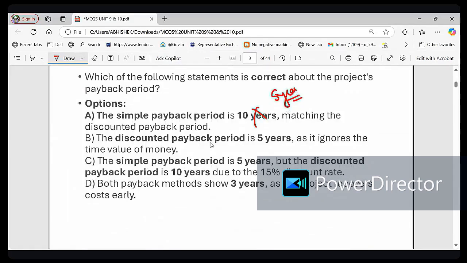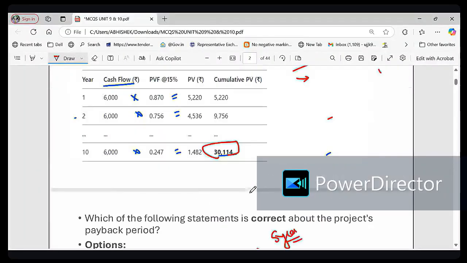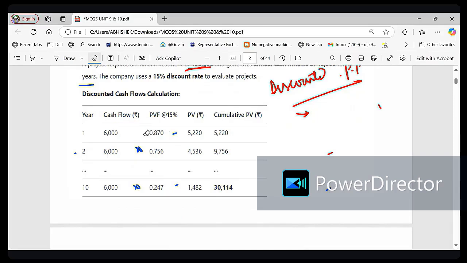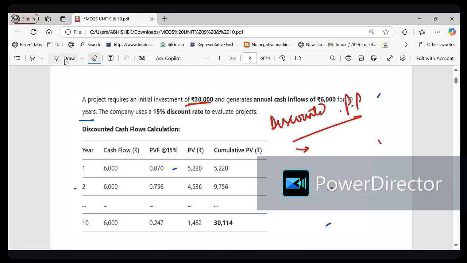What about option B? Can you tell me what the discounted payback period is based on this particular table? I have drawn this table for you; in the examination, it might not be given. I have drawn it for calculating the cumulative cash flow, the cumulative present value. How much time is it taking to recover the entire 30,000? In the first year we have recovered just 5,220. In the second year we have recovered 9,756, and so on. In the 10th year we have recovered 30,114.